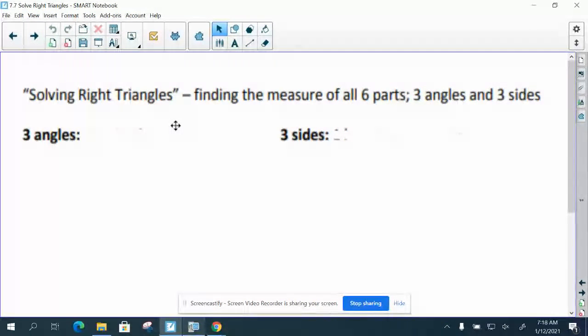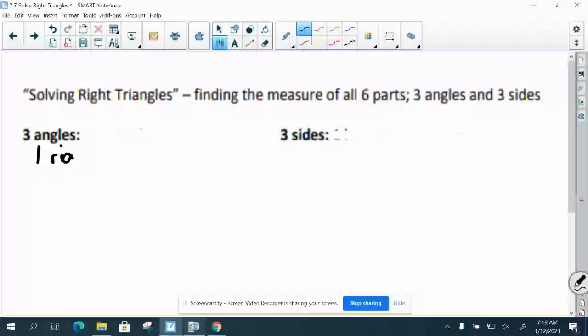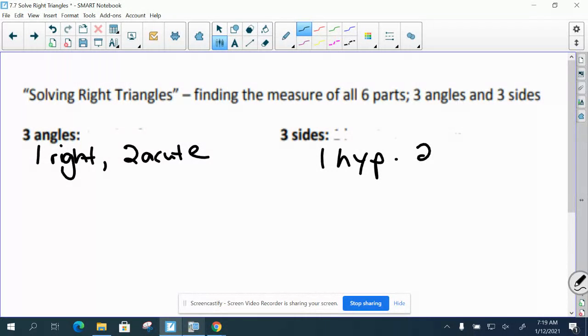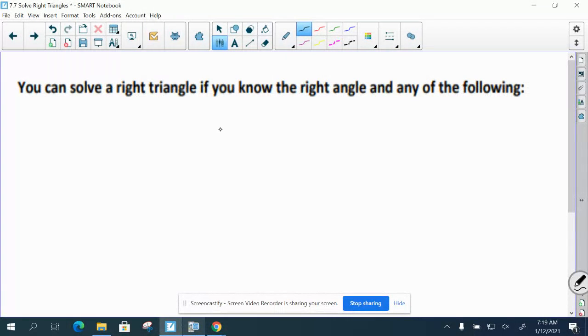So, problem solving methods. Solving right triangles means finding the measure of all 6 parts, all 3 angles and all 3 sides. So for the 3 angles, you have the one that's right, and you have 2 acute angles. For the sides, you have 1 hypotenuse, and you have 2 legs of your right triangle. Okay, you can solve a right triangle if you know the right angle and any of the following.